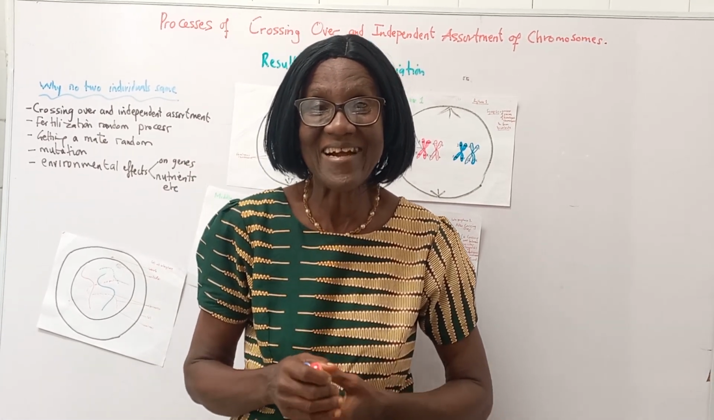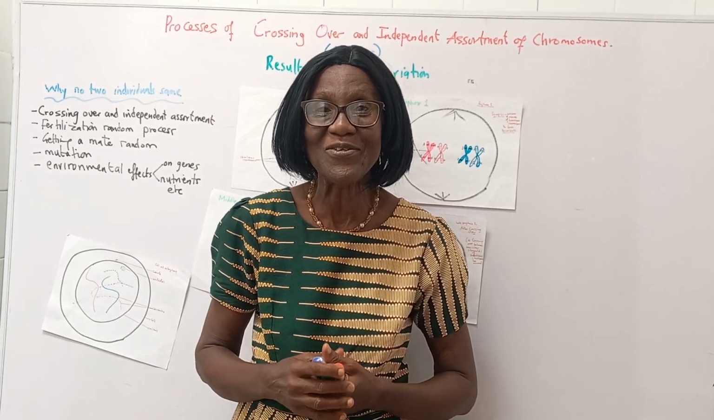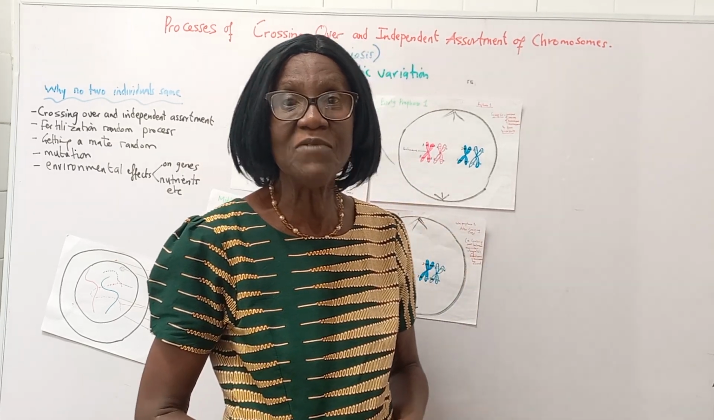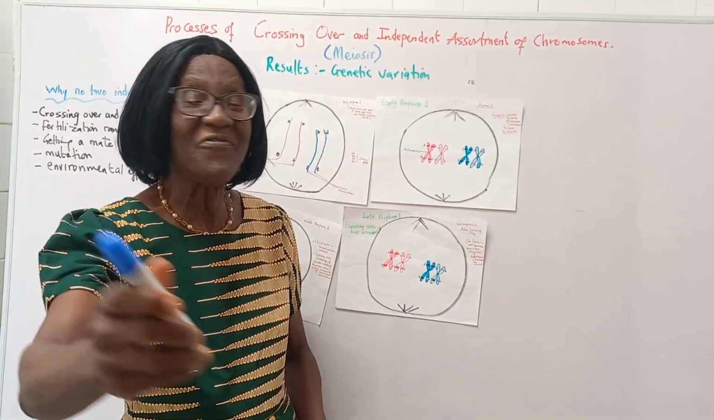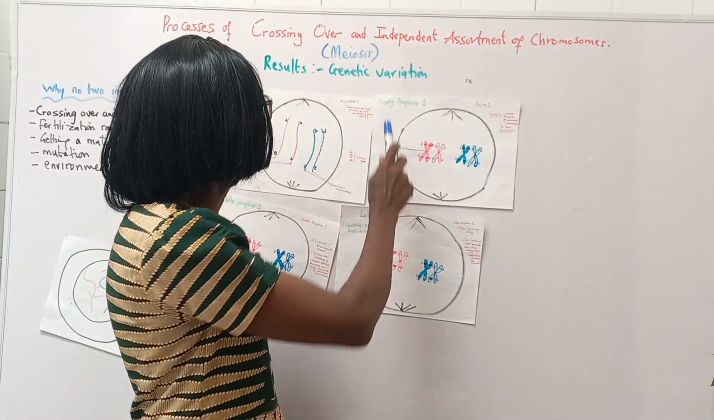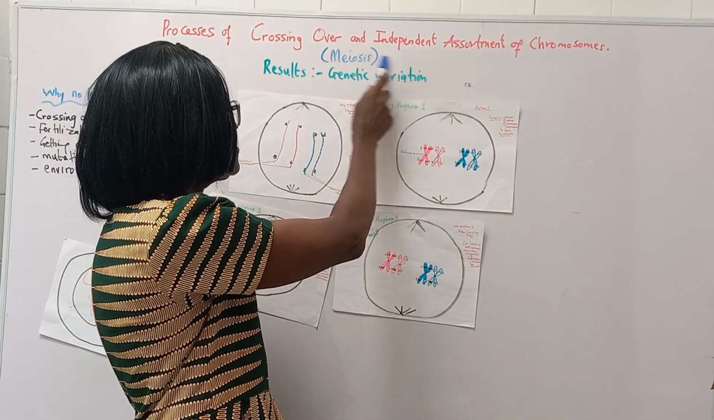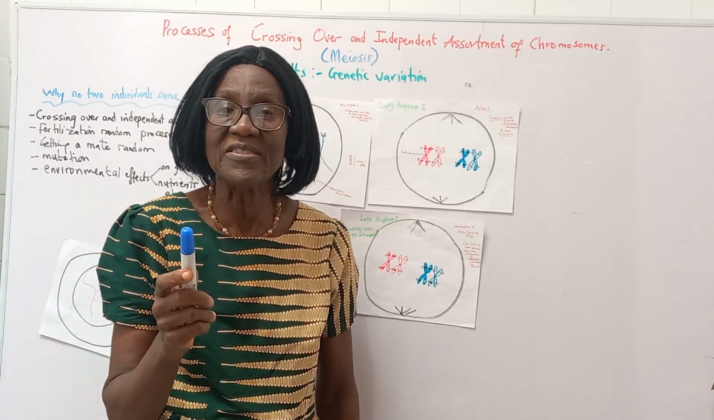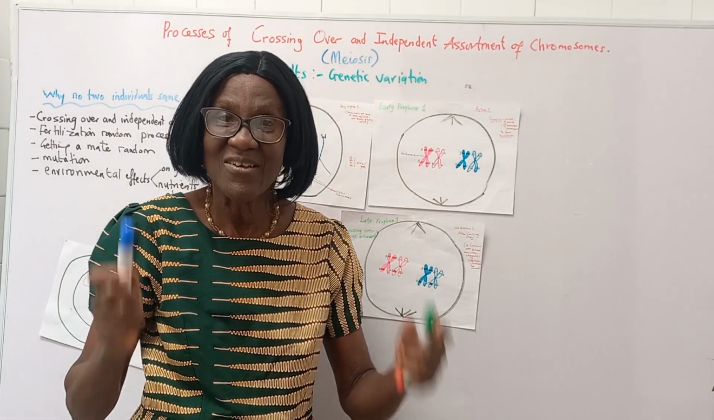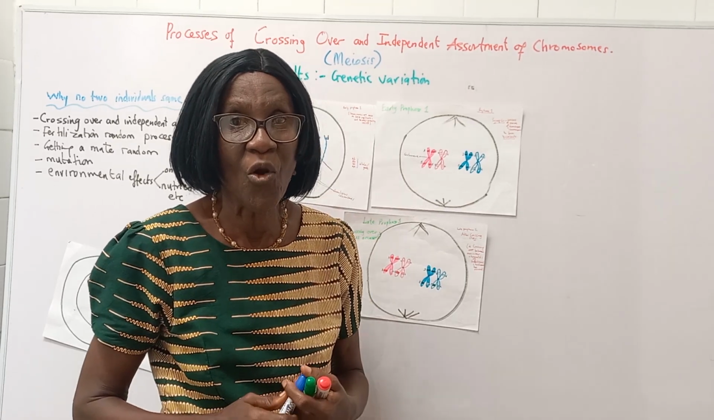Today we are discussing the processes of crossing over and independent assortment of chromosomes. This process takes place in meiosis, and so in effect we'll be discussing meiosis. But the reason why we are discussing this is not only meiosis, but the fact that no two individuals of any species are the same. The major cause is crossing over and independent assortment of chromosomes.